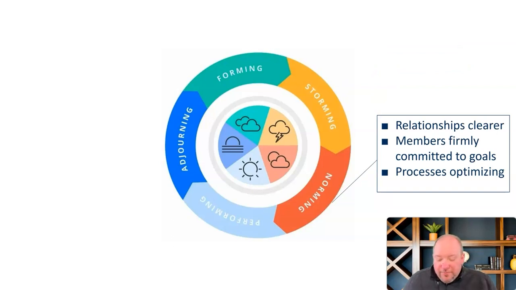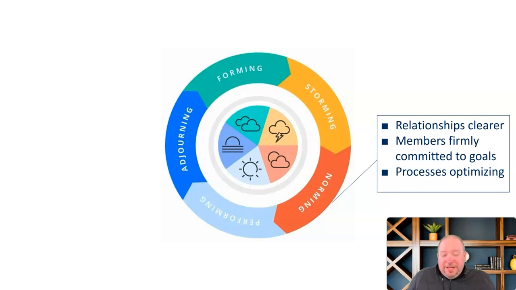We have a better idea of how we work with other people, who we work well with, what we're expected to do with them, and what our lanes are. Members are more firmly committed to the goals. We're starting to come around to this idea that it's not just me, it's about us and our group accomplishments. So members are more firmly committed to the goals of the group rather than to themselves as an individual. And processes here are optimizing.